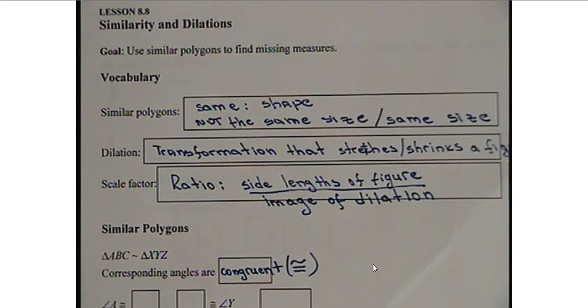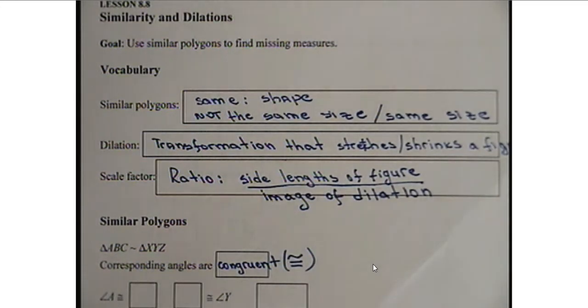Hello class. This video will be about lesson 8.8, talking about similarity and dilations, and our goal is to look through the similar polygons and find the missing measures. Vocab words for this particular lesson are similar polygons.